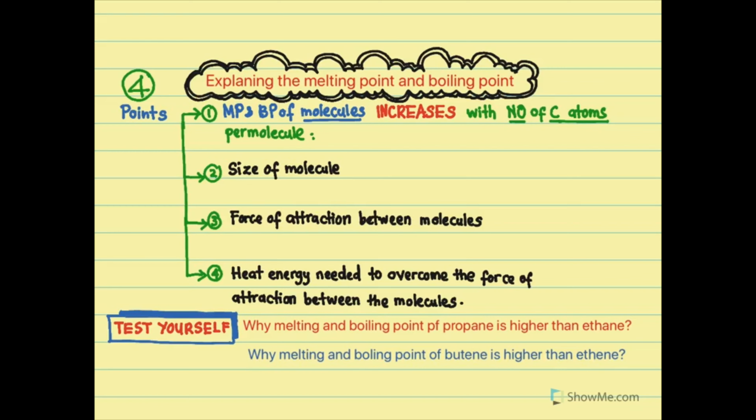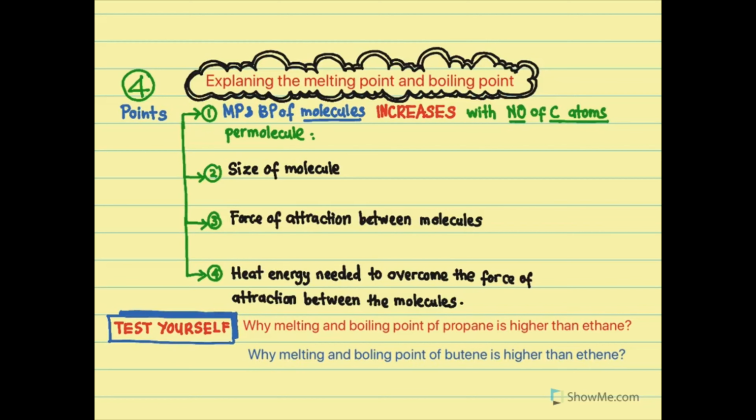Number 1. Melting point and boiling point of molecules will increase with the number of carbon atoms per molecule. Meaning that once the number of carbon atoms per molecule increases, the melting and the boiling point of the molecule also increase. When the size of molecules becomes bigger, the force of attraction between the molecules also becomes stronger. More heat is needed to overcome the force of attraction between the molecules.